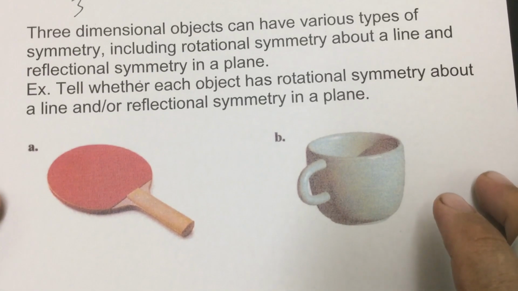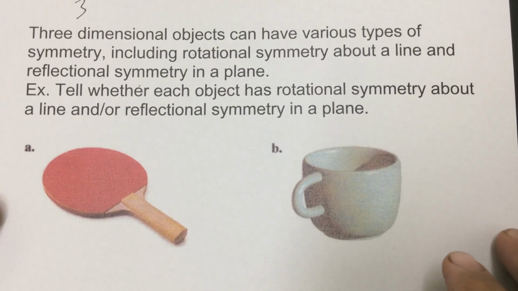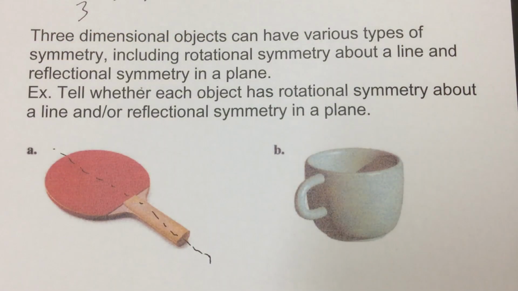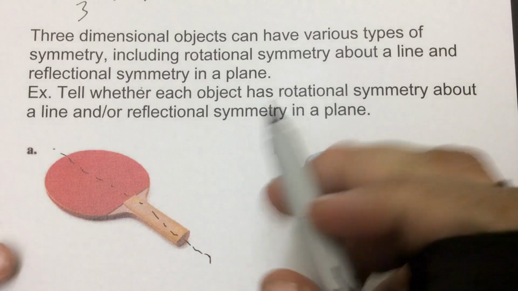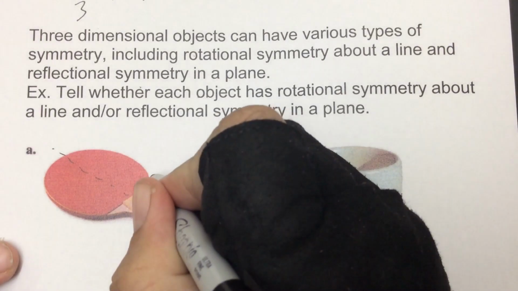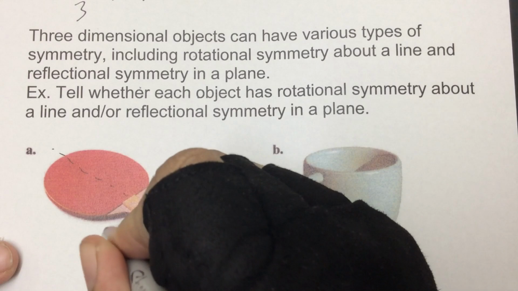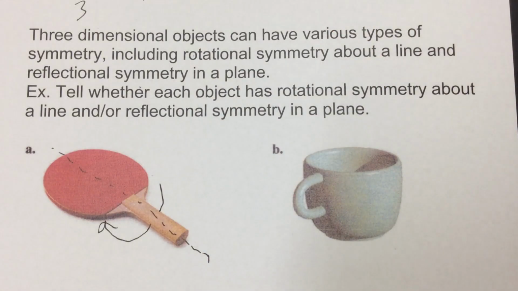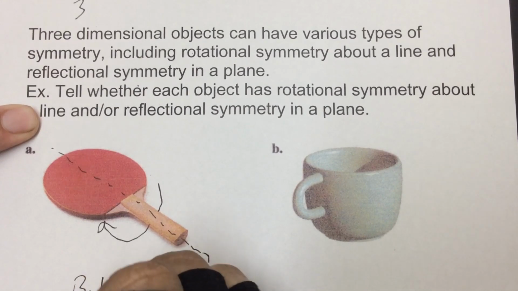Now, there are three-dimensional objects that could have some rotational symmetry. It could also have reflectional symmetry. So like here, we could take this and cut it that way and be able to fold this over each other and it would match back up. Now, from there, we could have rotational symmetry, flipping it down and around. So take the paddle, flip it right back over, and it would have rotational symmetry. So it could have both rotational or reflectional symmetry on this one here.